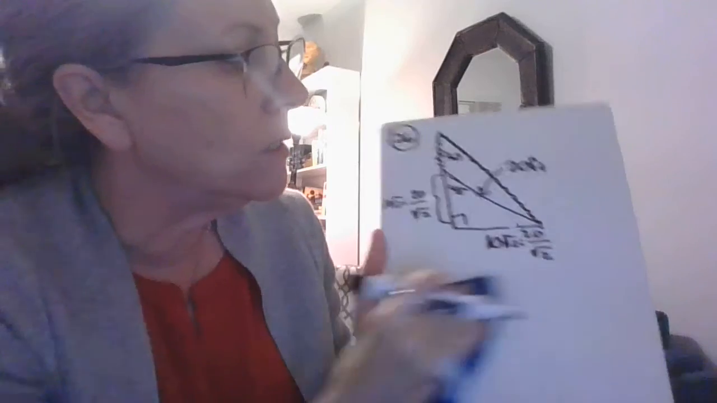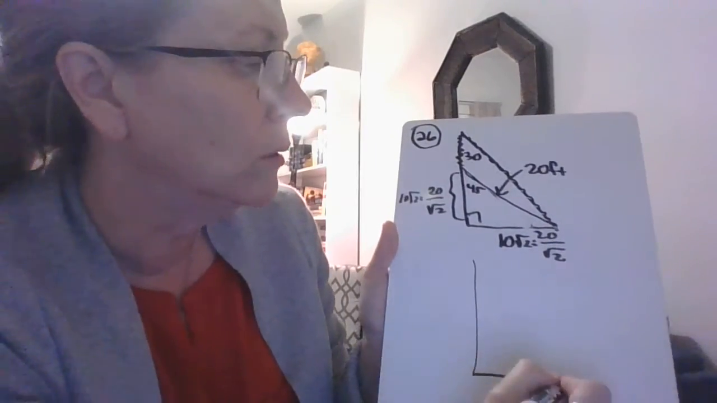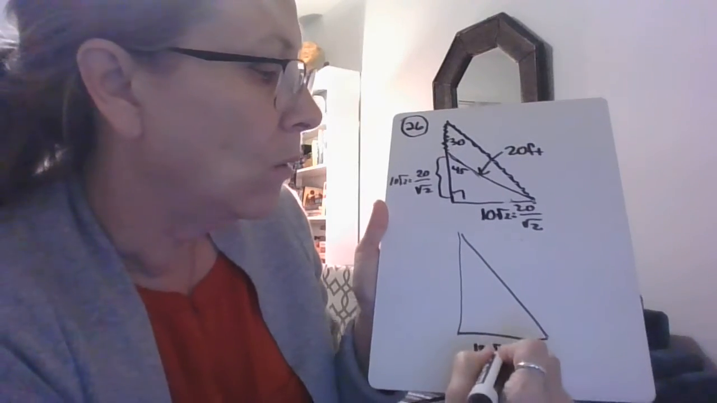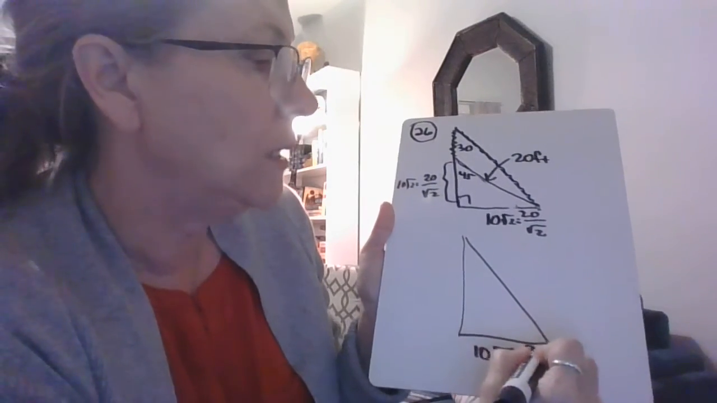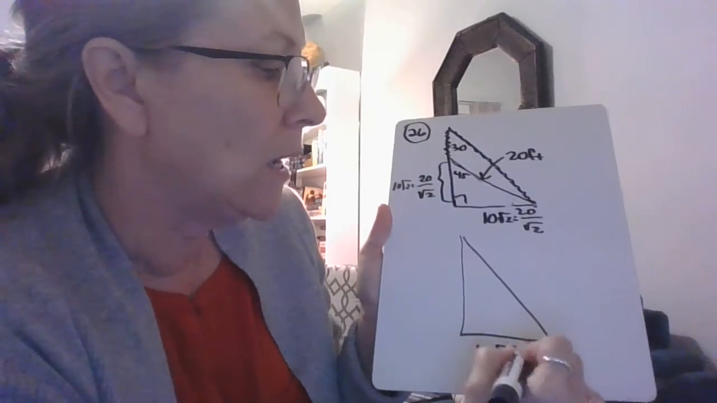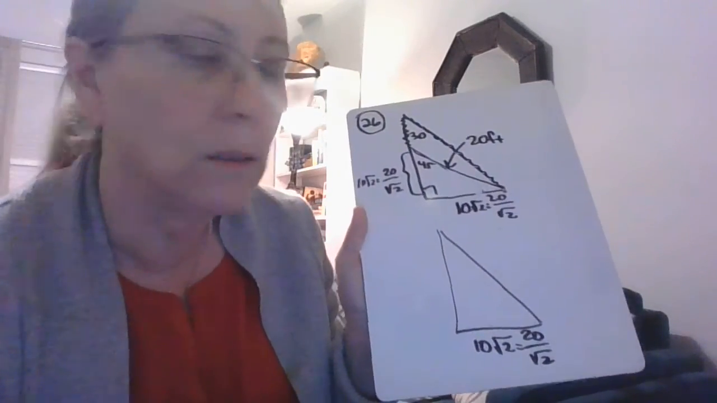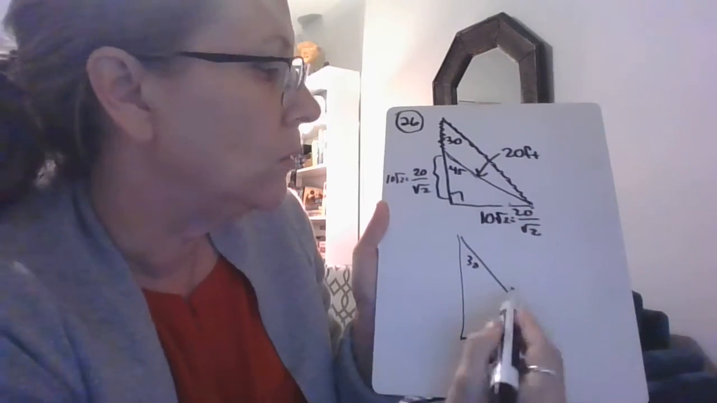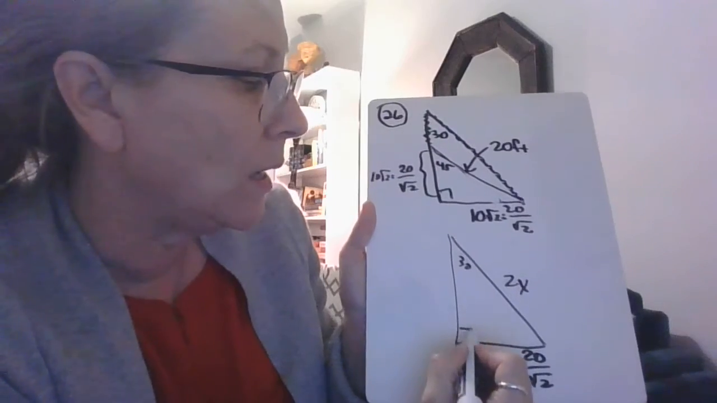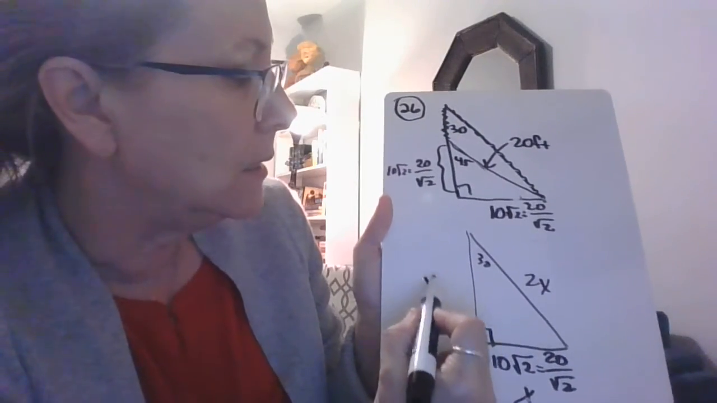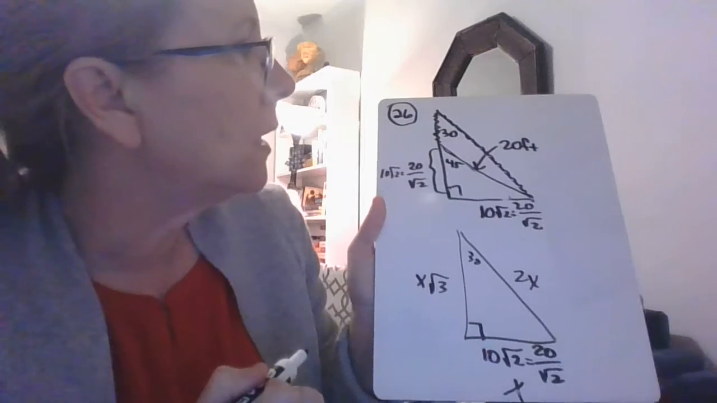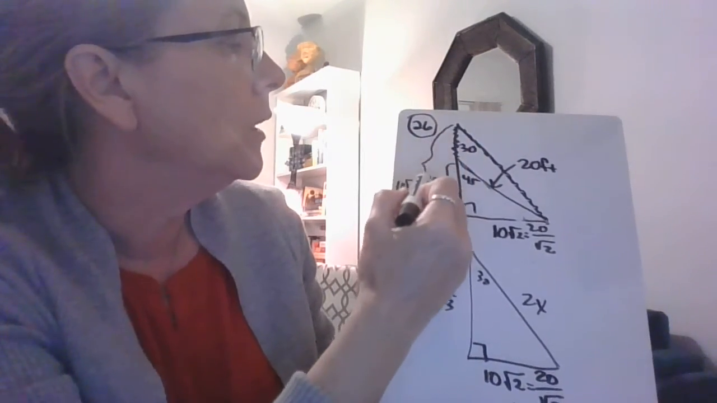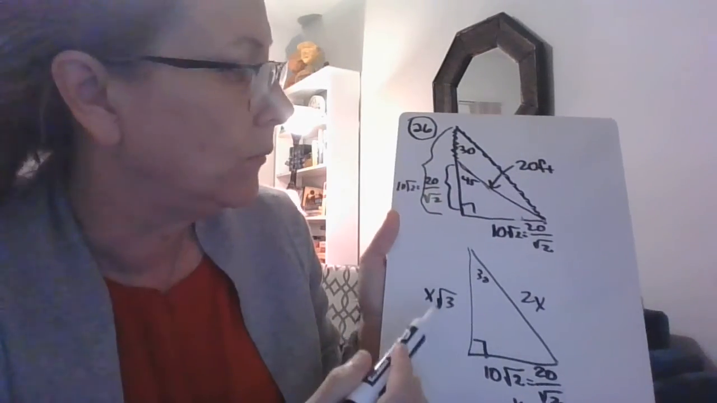Our 30-60-90 triangle is the large triangle. And now we know the bottom is 10 root 2, or 20 divided by root 2 if you did not rationalize it. That's your 30-degree angle. So this is your x value. This is your 2x value at the hypotenuse. And this is the x root 3 side, which we're looking for, which will be the whole length going all the way across there.